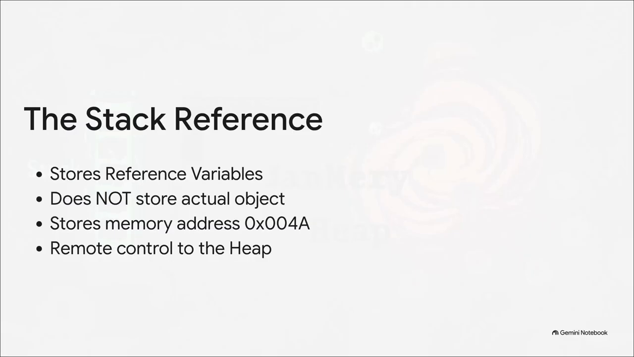Meanwhile, over on the stack, what's going on? When we declared Person victim, we made a reference variable. Here's the absolute kicker, guys. That variable does not store the person. It just stores the address, 0x004A. Think of the reference variable exactly like a TV remote control. It doesn't contain the TV, it just points across the void directly at the physical object sitting on the heap.